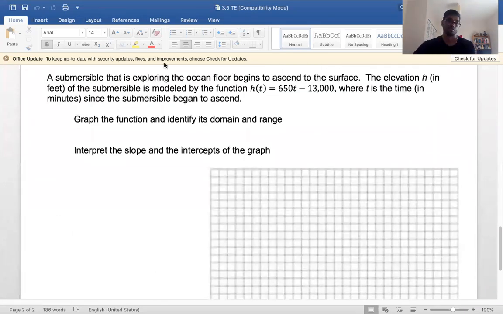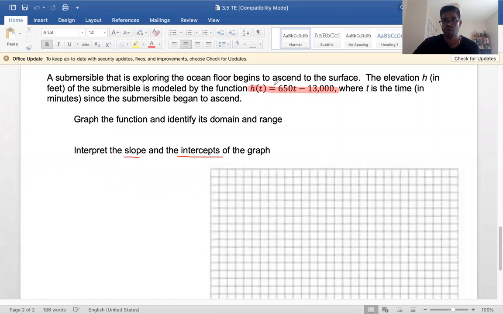All right, so last question. I'll run through this. We're looking at a submarine that starts at the ocean floor, and it starts to rise. We have a function here, where t is the time in minutes, and it begins to ascend, so it starts to come up to the surface. Graph the function, identify its domain and range, and identify the slope and the intercepts of the function. I'm going to start with the second question, identifying the slope and the intercepts.